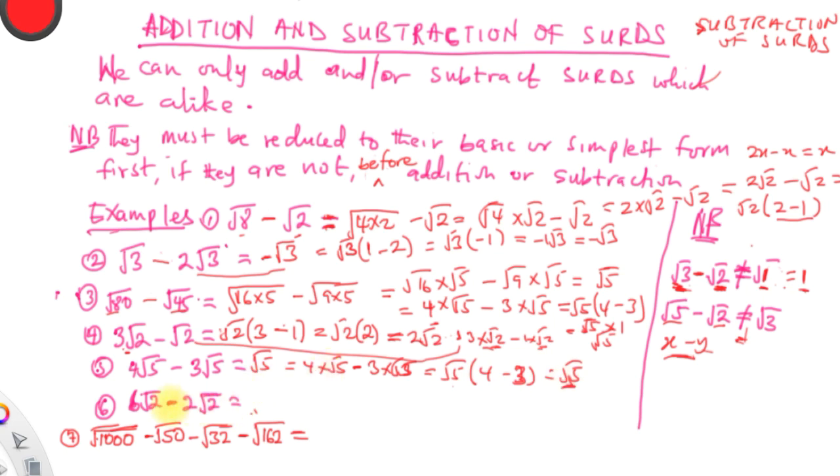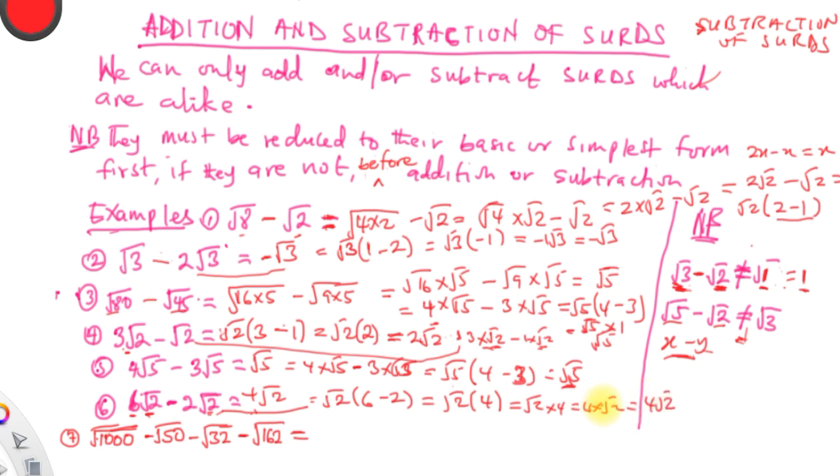And next one, 6 root 2 minus 2 root 2. This is 4 root 2. The answer is 4 root 2. If you like, factorize. Root 2 is a common factor. So if you like, factorize root 2 out. Then what do we get? You factorize root 2, you get 6, and then we have minus 2. Have you seen? So what is 6 minus 2? 6 minus 2 is 4. And this is the same as root 2 times 4, which is the same as 4 times root 2, which is equal to 4 root 2.